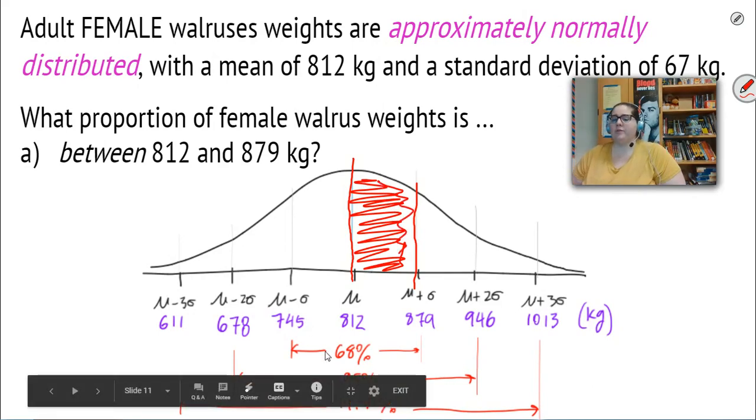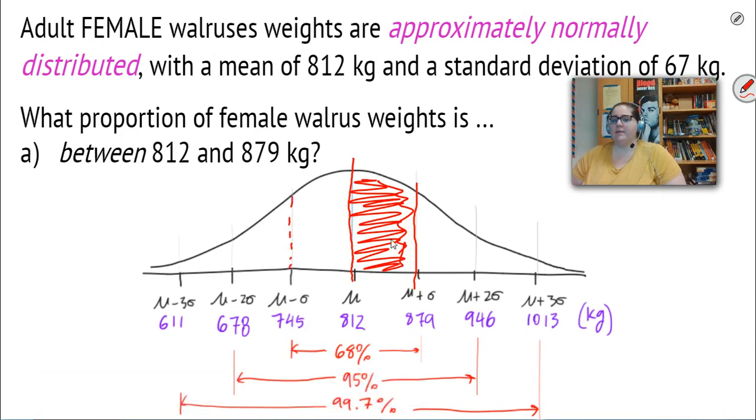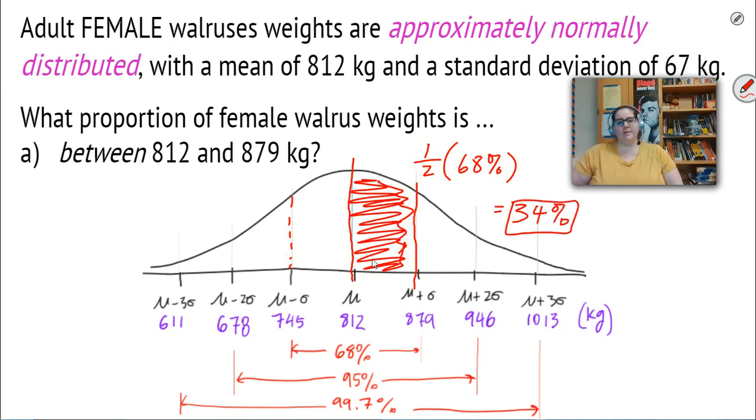So remember, our empirical rule tells us that from one standard deviation below, which is here, to one standard deviation above, that's 68%. And because a normal model is perfectly symmetric, we know that this part right here that I've shaded should be half of that total 68%. It's the same on both sides of the mean. So I just need to figure out what is half of 68%, and I'll have my answer, which is 34%. So I'm using that empirical rule to figure out some things about this distribution.